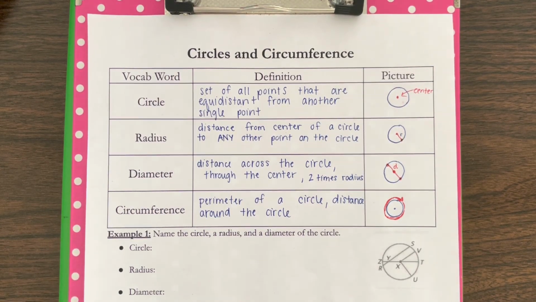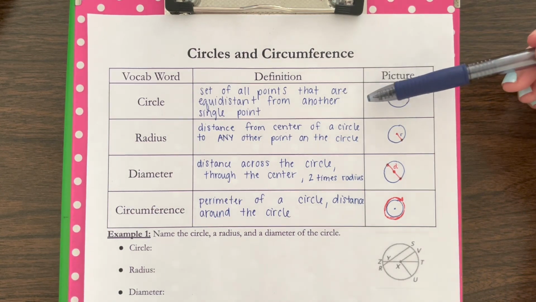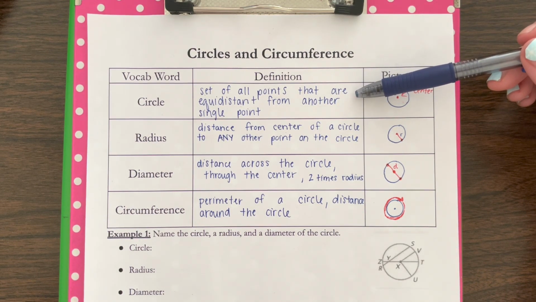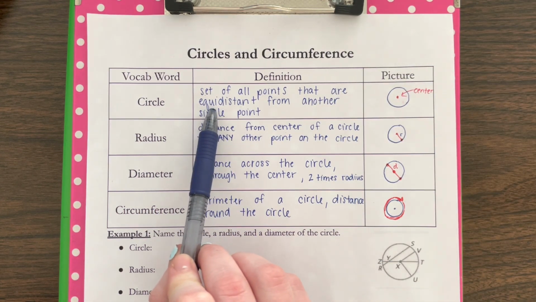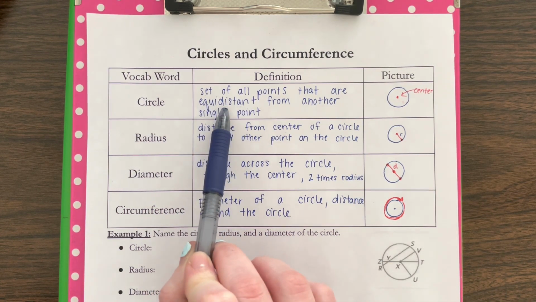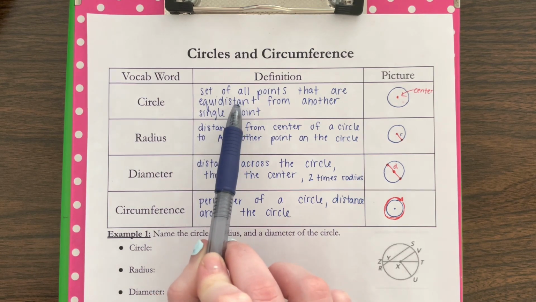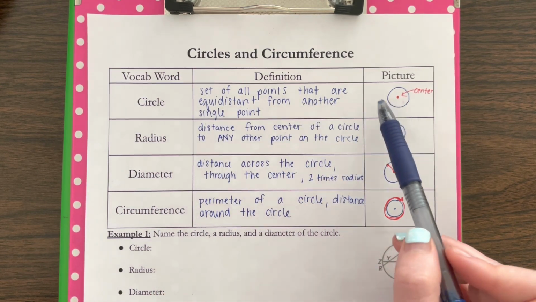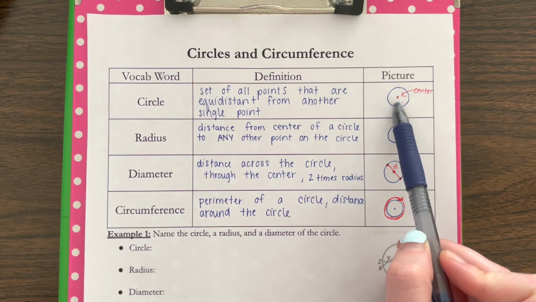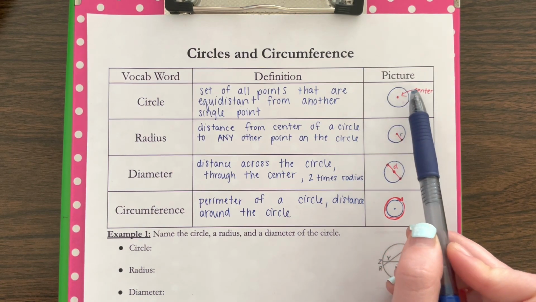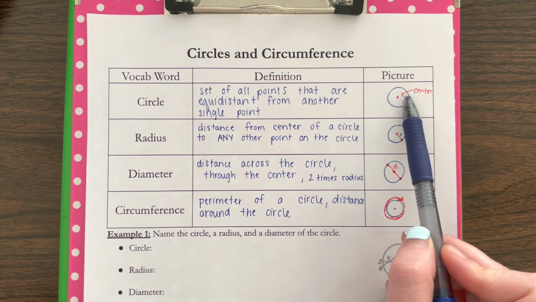So let's go over some of those vocab words from the video. A circle is the set of all points that are equidistant from another single point. Remember, equidistant: think about equal, and then we see the word distance. So they are an equal distance from another single point, and that single point is the center. All these others are the same distance from the center of the circle.